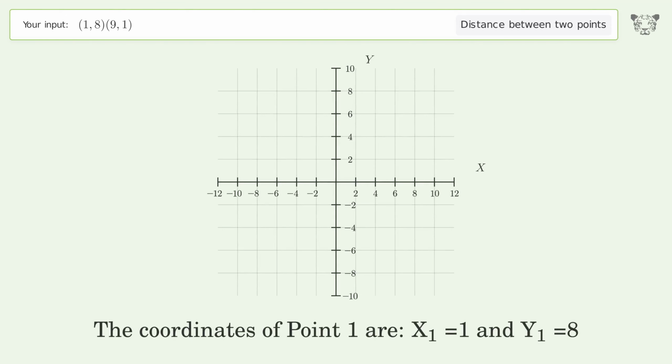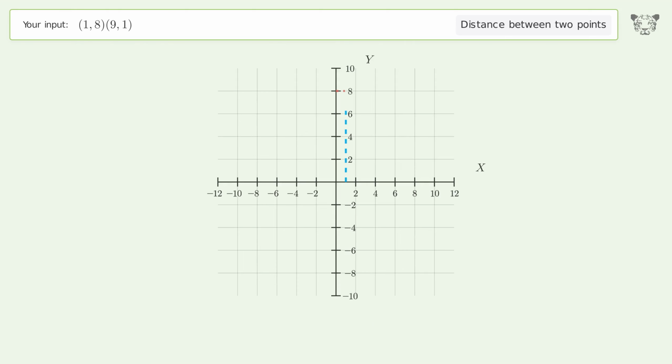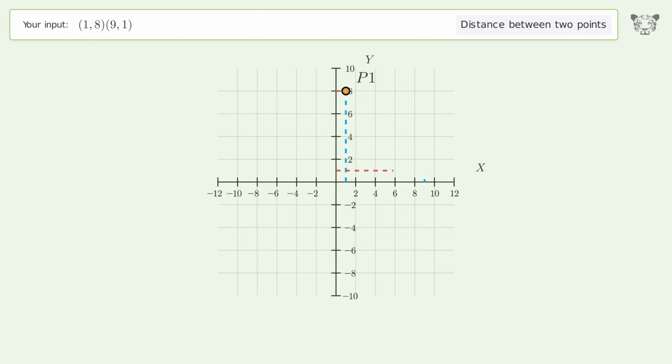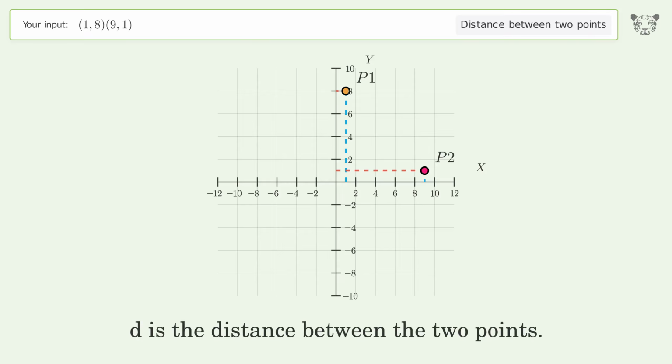The coordinates of point 1 are x1 equals 1 and y1 equals 8. The coordinates of point 2 are x2 equals 9 and y2 equals 1. D is the distance between the 2 points.